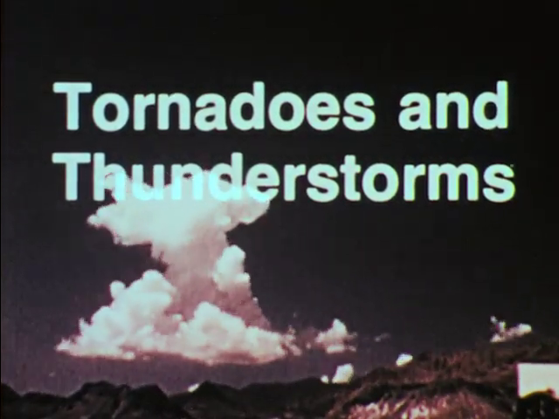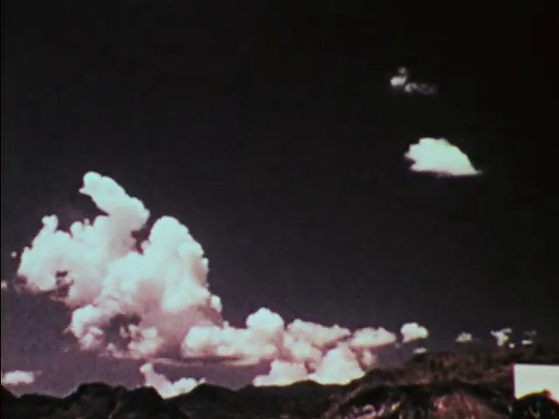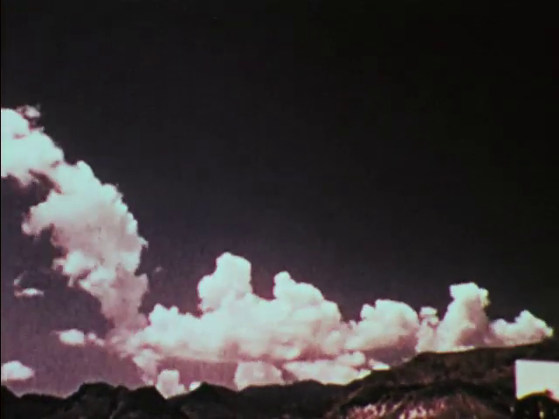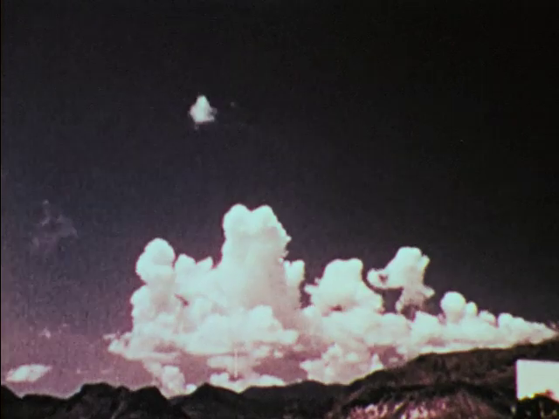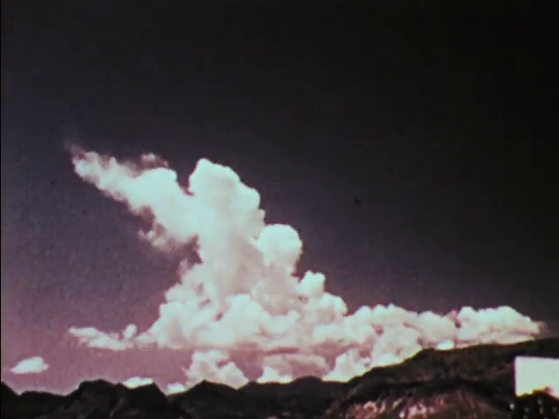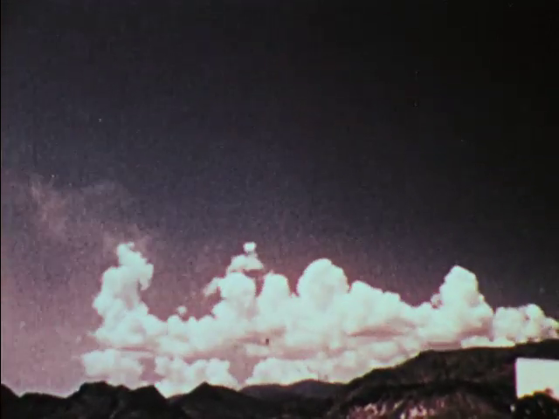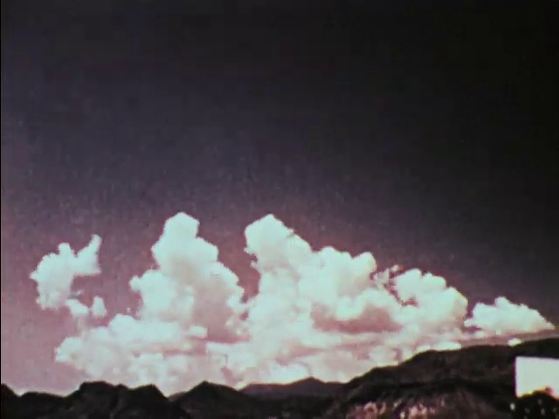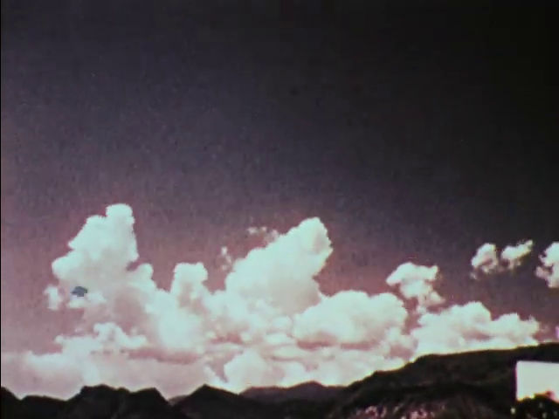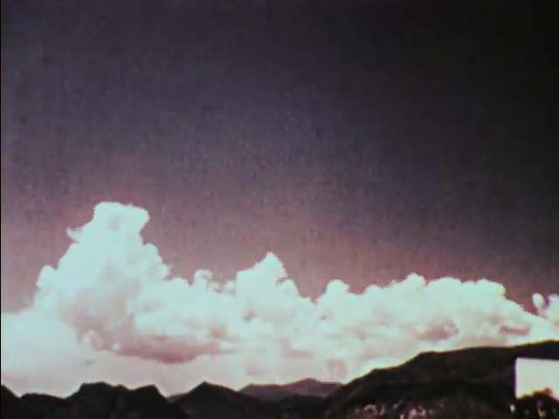This film is about how to identify tornadoes and how to recognize the cloud structures that produce tornadoes. Virtually all tornadoes come from thunderstorms, and thunderstorms start with cumulus clouds like these. The process is speeded up in this time-lapse film. Thunderstorms start when warm, moist air becomes buoyant and begins to rise. This air expands, cools, and condenses to form clouds. The cloud towers you see here are updrafts of rising air.